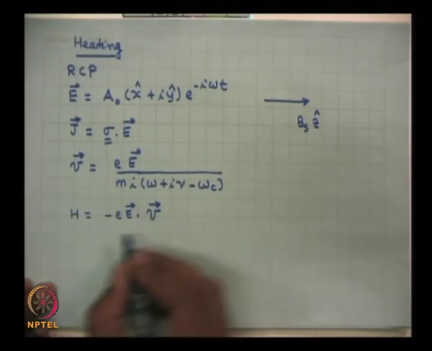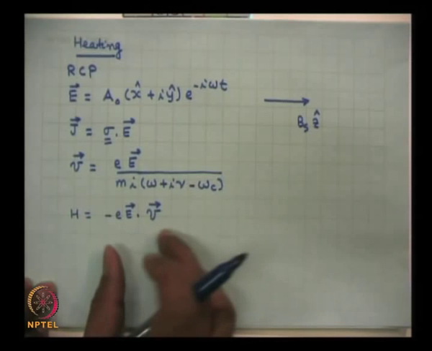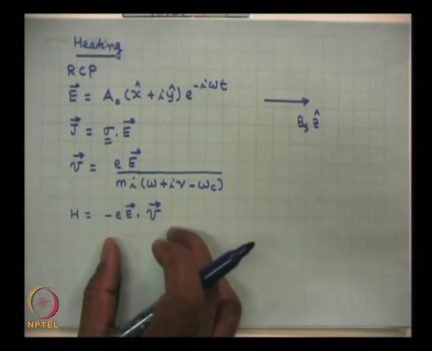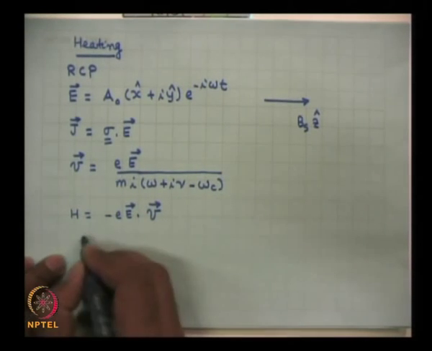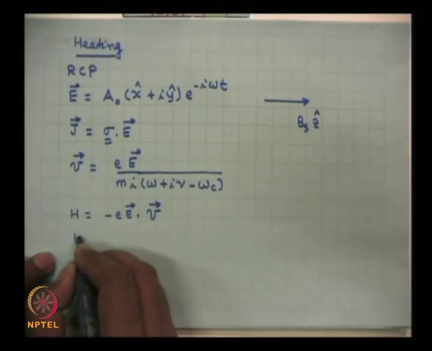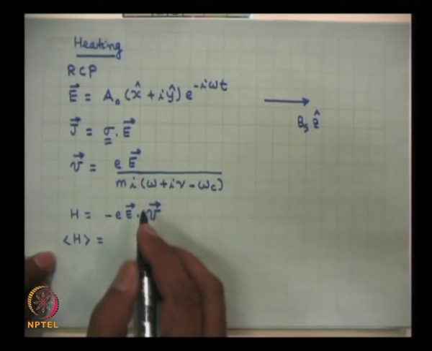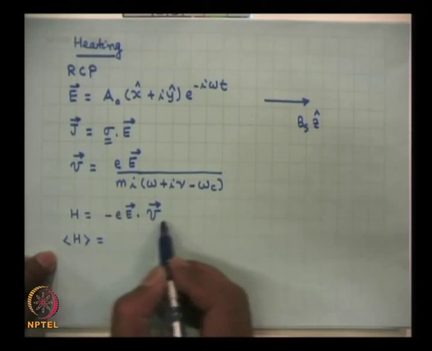Well, I am not interested in finding out the total value of H, I want only the time average value. What is the net power dissipation per second, time average? So, time average if I have to calculate, then please always remember, here I imply the real part of E to be multiplied with the real part of V.